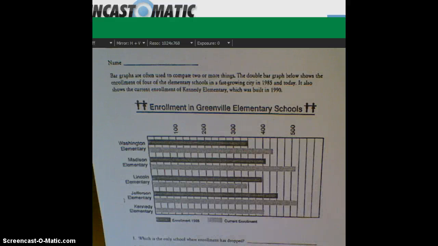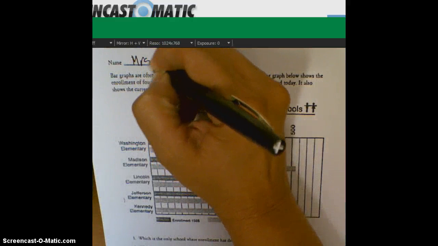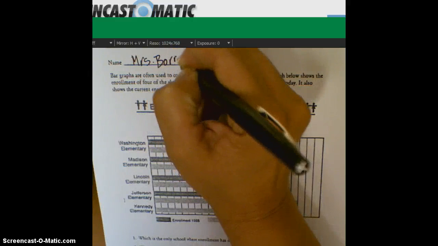Alright, fifth graders, your homework tonight is about double bar graphs. We created a bar graph today. Actually, we created a pictograph, but we've been talking about bar graphs the last few days. Most important thing: your name, so we know who to give credit to.